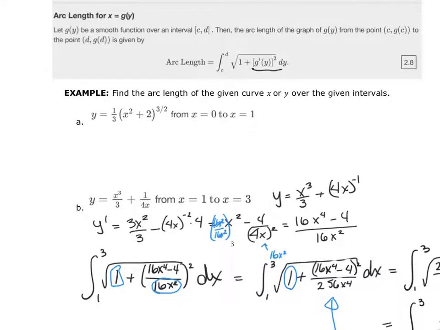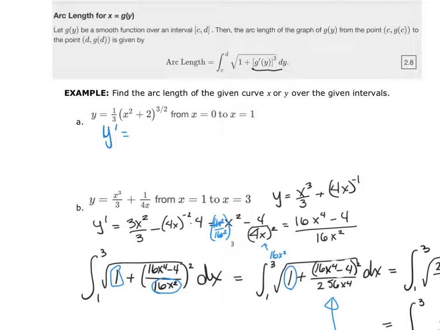So the first thing you have to do is find y prime. Once you find y prime, then it'll be the integral from 0 to 1 of 1 plus y prime squared dy or dx. So go ahead and do A. See how far you get.